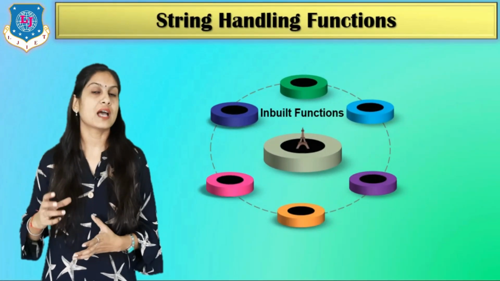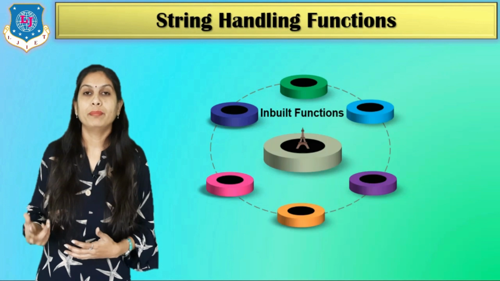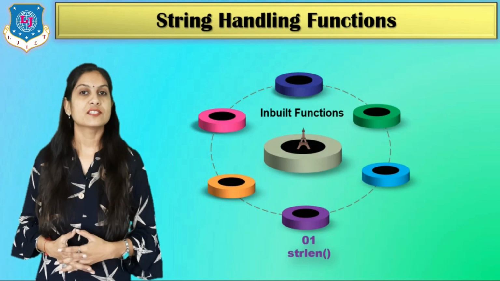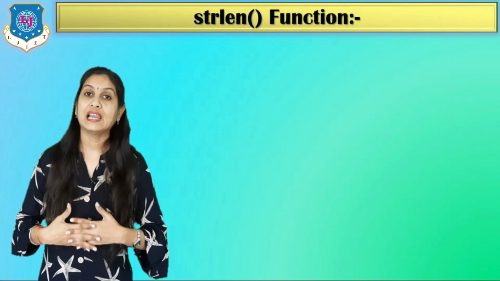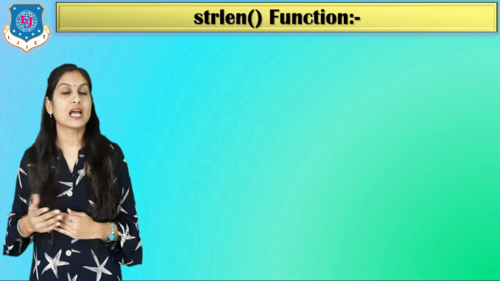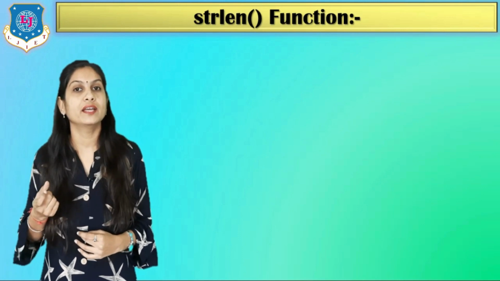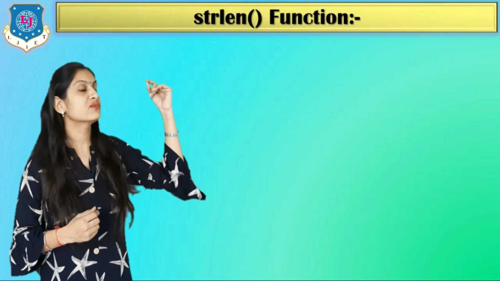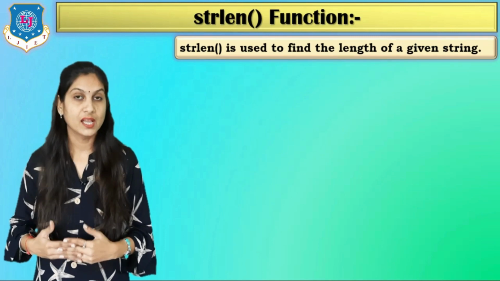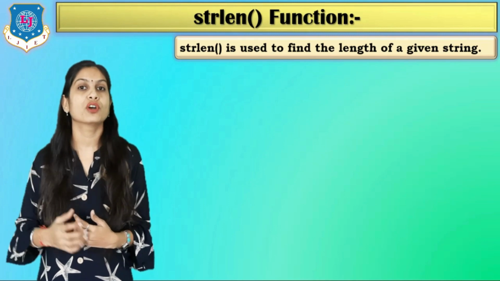Some inbuilt functions are provided for performing string operations like finding the length, comparing and much more. So one by one we can see. The first one is the strlen function, which is available in the header file string.h. When you write any string program using inbuilt functions, you have to add another header file, string.h. The strlen function is used to find the length of a given string. Suppose the string is "Bhumi", then the length will be 5, which is the output of this function.